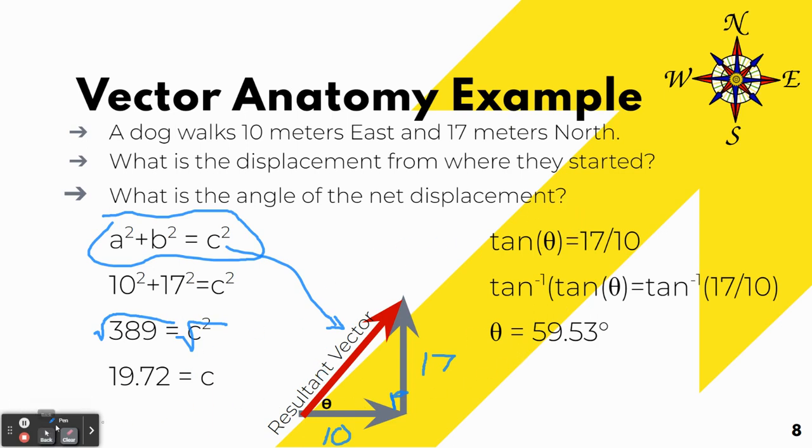The second part of this is finding the angle, and the angle is going to be right here. That's theta. So tangent I am going to use because this is adjacent to that angle and this is opposite. And so I know I need to use tangent. And tangent of theta is opposite over adjacent. So opposite being the 17 and adjacent being the 10. And so I take the inverse tangent of both sides, type that into my calculator, and I get 59.53 degrees. And so this is going to be the angle right there. And we're done.